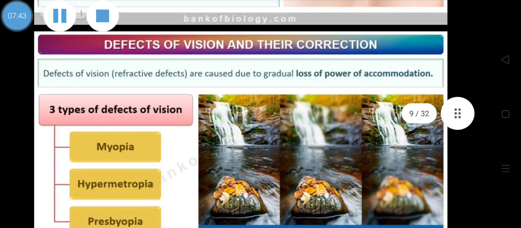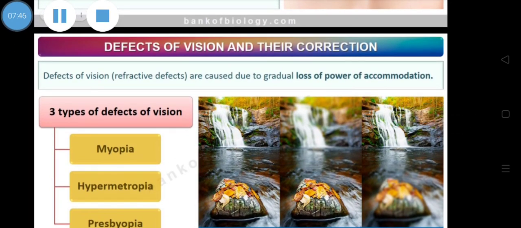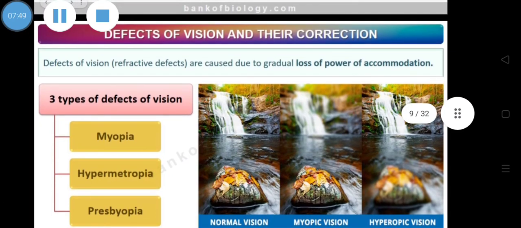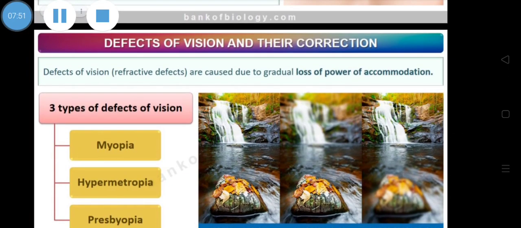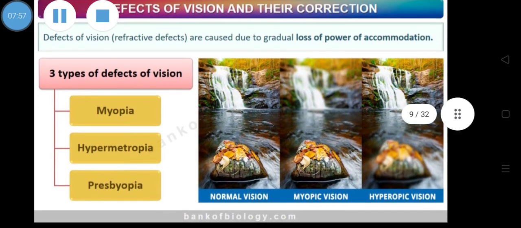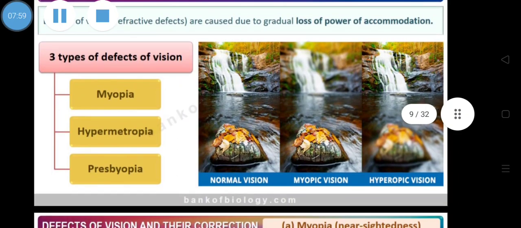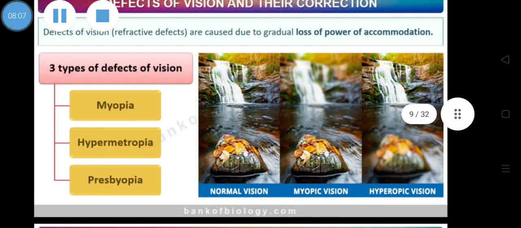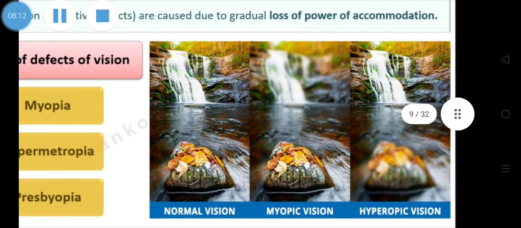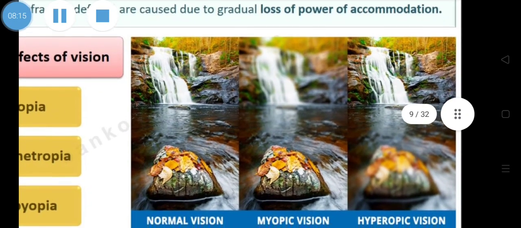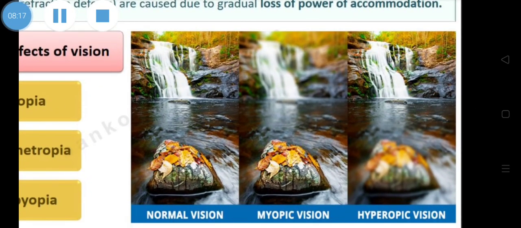Now we are going to learn about the defects of vision. The defects of vision are basically of three types: myopia, hypermetropia and presbyopia. You can see here two types of vision are shown in the diagram. This is the normal vision. We can see near objects and far objects, which are very clear.